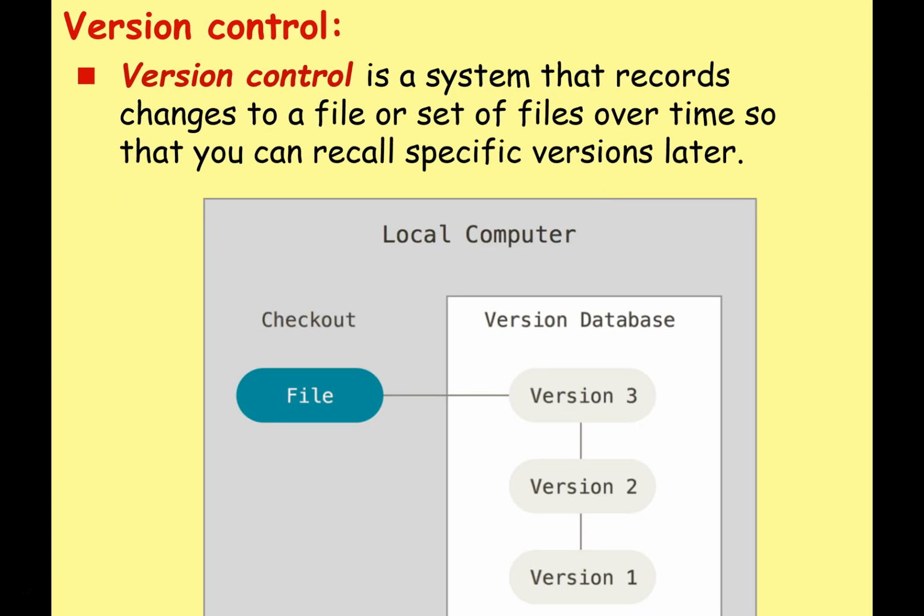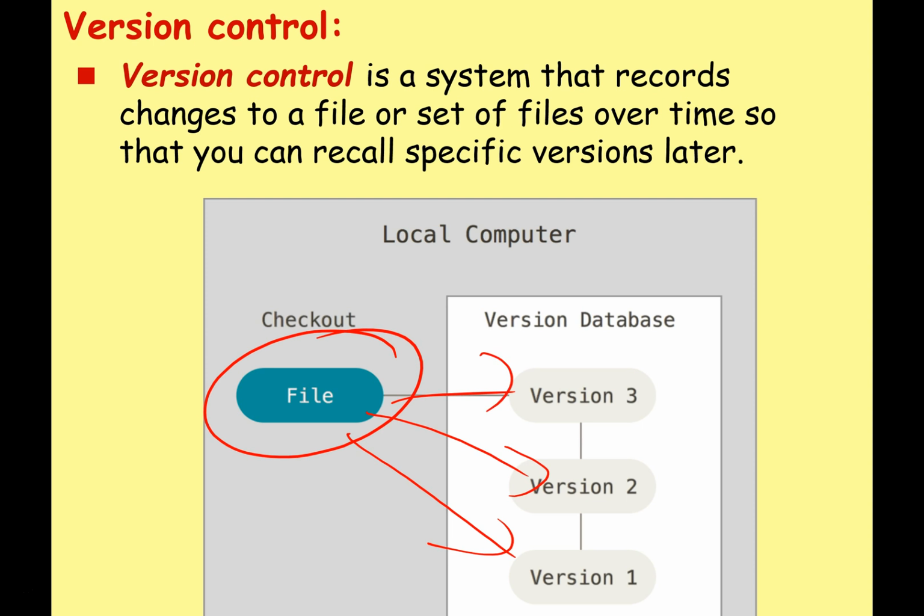A good IDE might also offer version control. Version control is a system that records changes to a file or a set of files over time so that you can recall specific versions later. So you might only have one file, but it'll have multiple versions. You can do version 1, make some changes, have version 2, make some changes, version 3. Don't like this version, not working quite the way I want it. So you can go back to version 2 or even version 1 later.